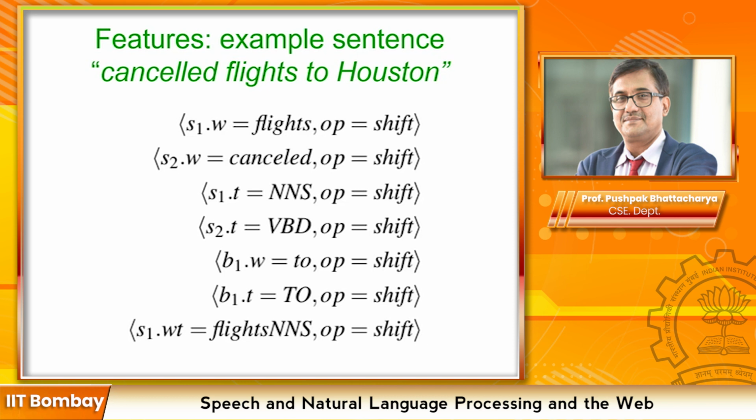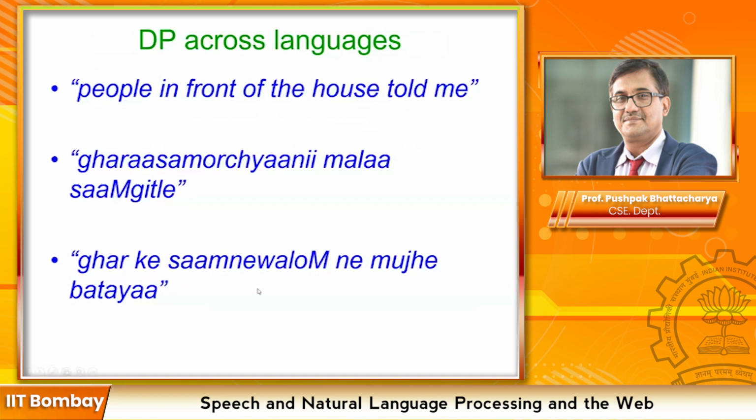Now, when we go across languages, this basic framework needs some adjustments. So if you look at this sentence, "people in front of the house told me". The Marathi sentence for this is interesting. घरा समोरच्यानी मला सांगितले. घरा समोरच्यानी मला सांगितले. And if you look at the Hindi sentence, that is घर के सामने वालों ने मुझे बताया. I am writing it in Roman script so that people who have any difficulty with Devanagari, they also can read it. So the interesting case is Marathi. Ghara samor chani mala sangitle.